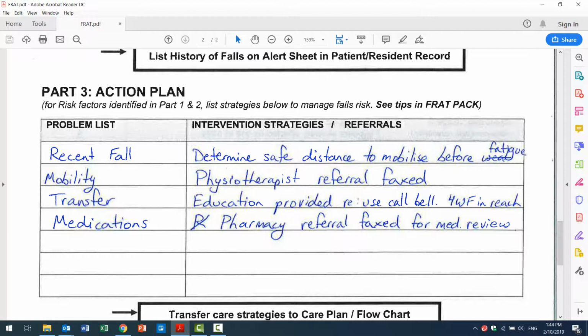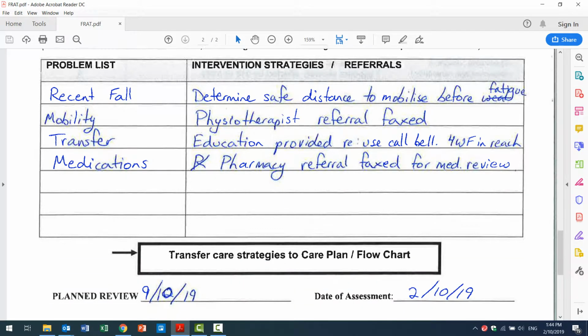And now it was indicated that the patient had one type of medication that may have increased the falls risk. So a pharmacy referral has been faxed so that pharmacy can review his medications. What happens in this case is pharmacy will look at the meds and determine, does the patient absolutely require to be on this medication, or can an alternative medication be given that will reduce the risk of falls?